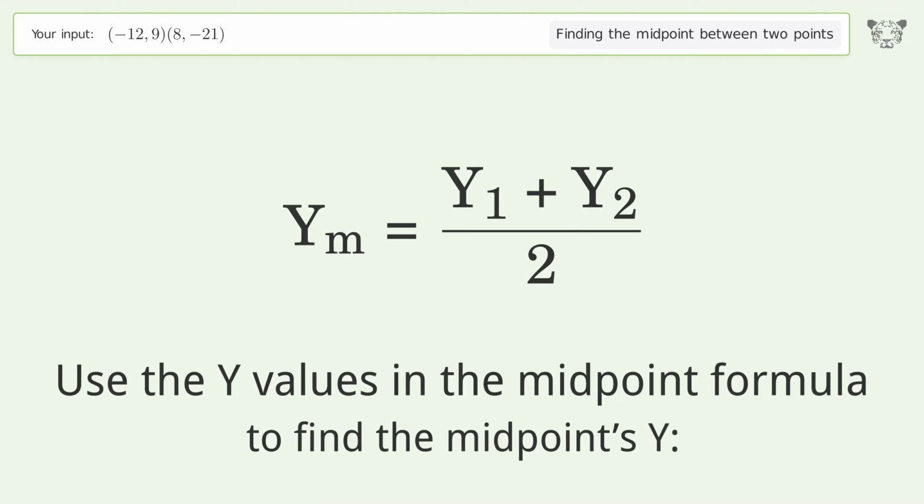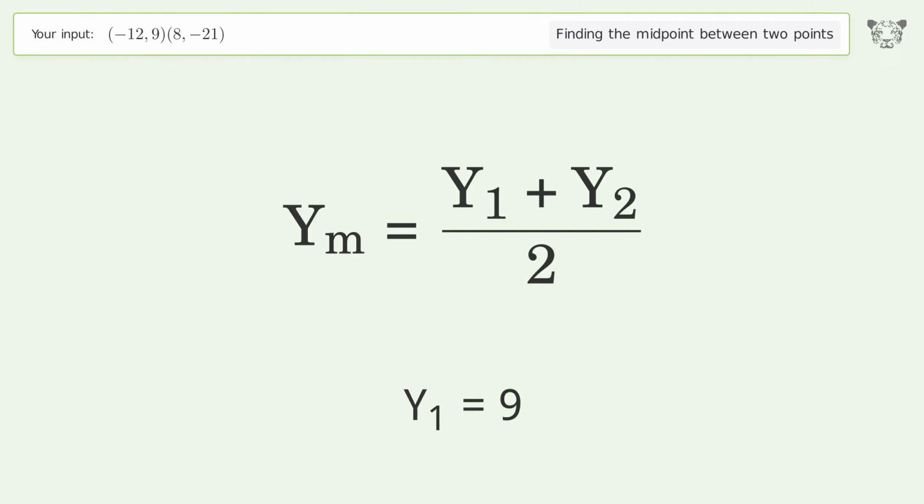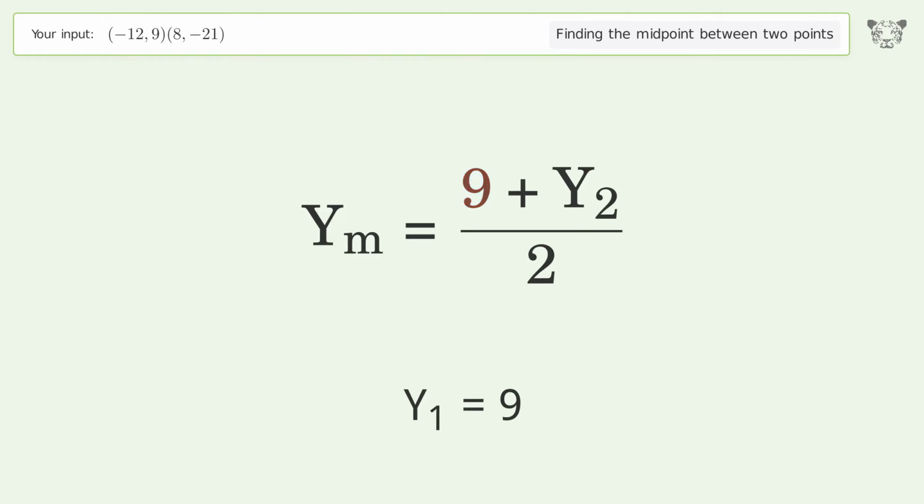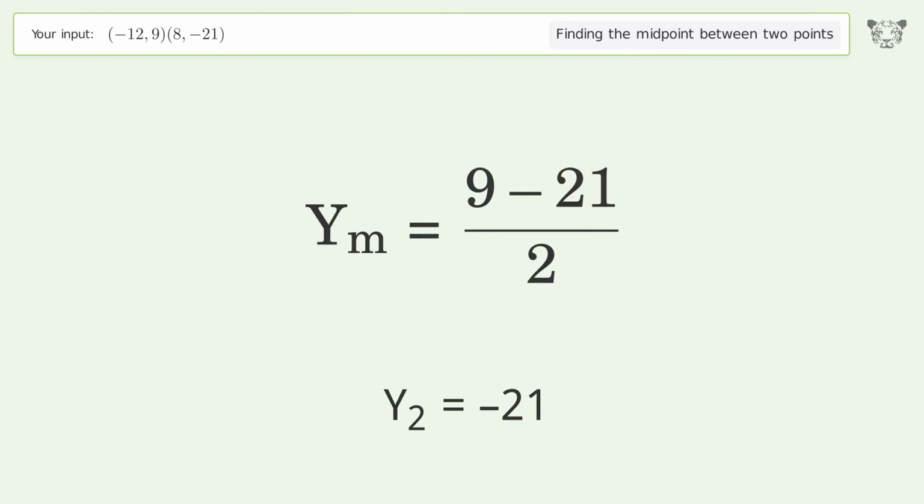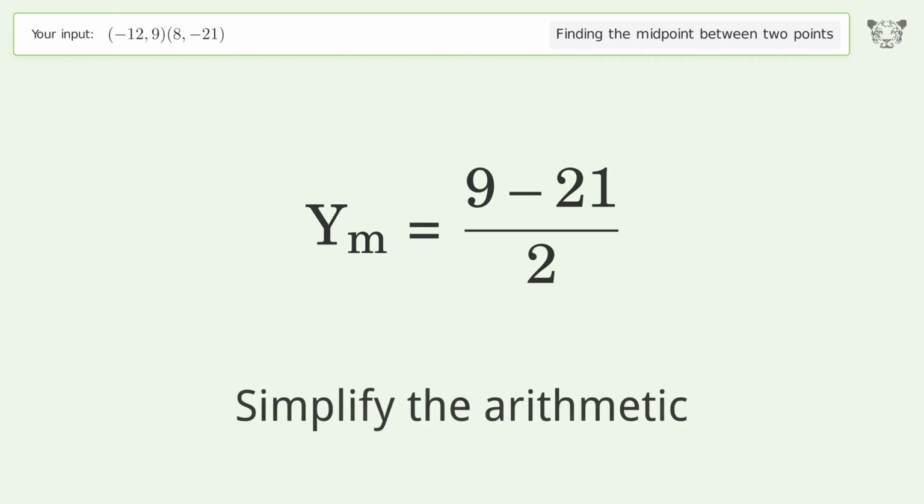Use the y values in the midpoint formula to find the midpoint's y. y1 equals 9. y2 equals -21. Simplify the arithmetic.